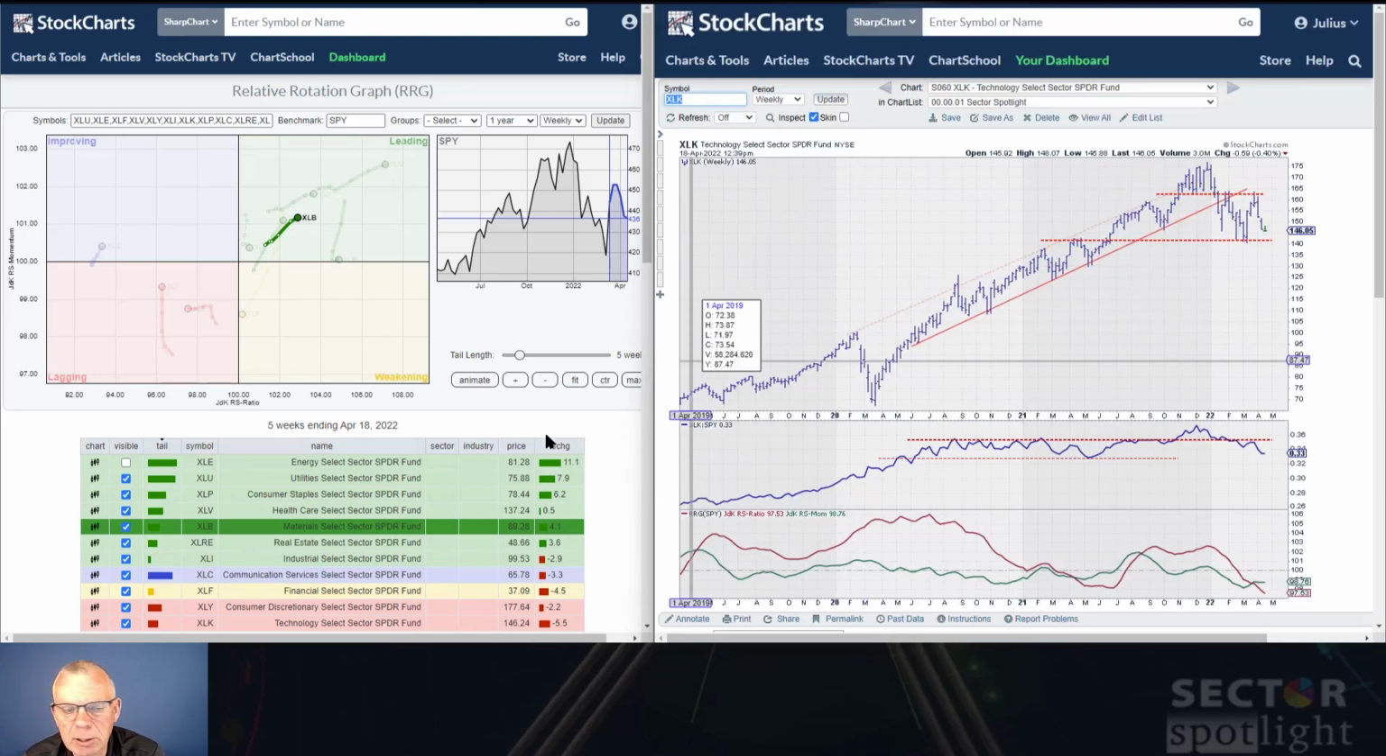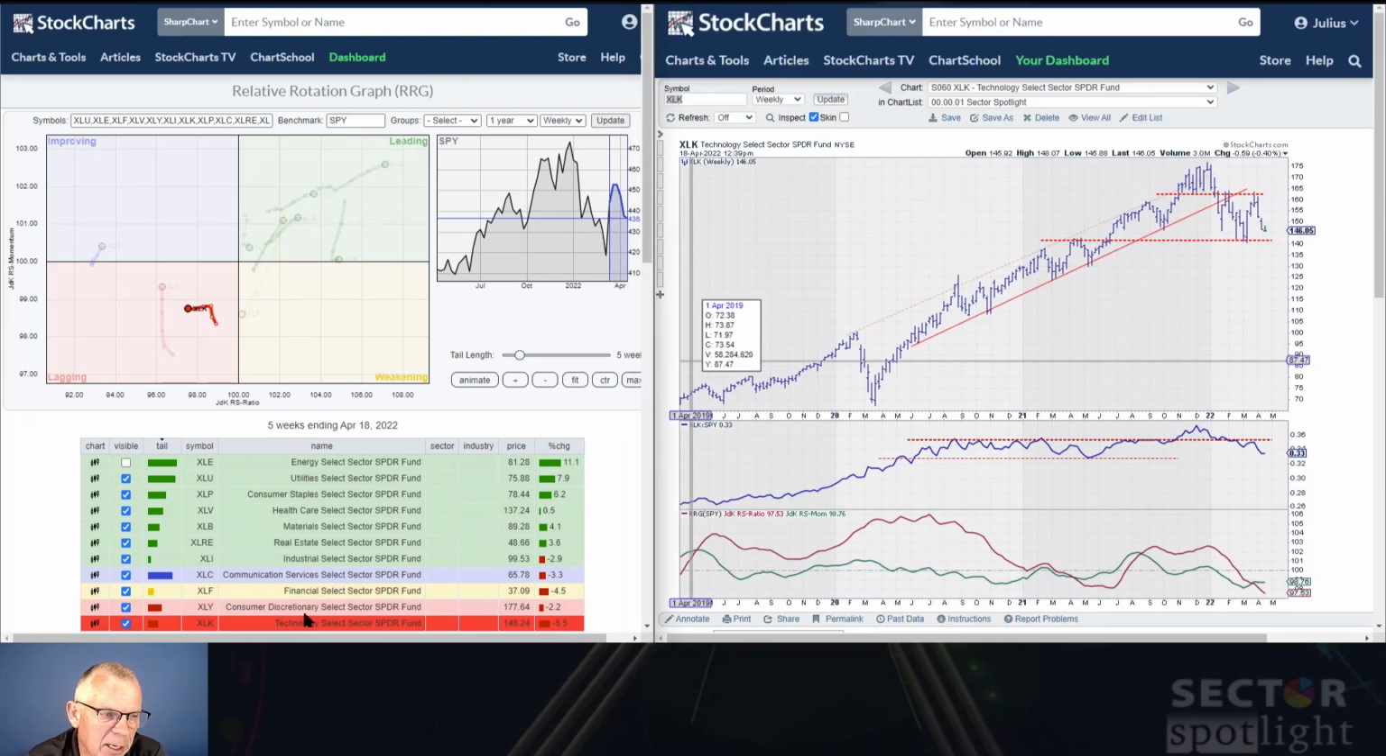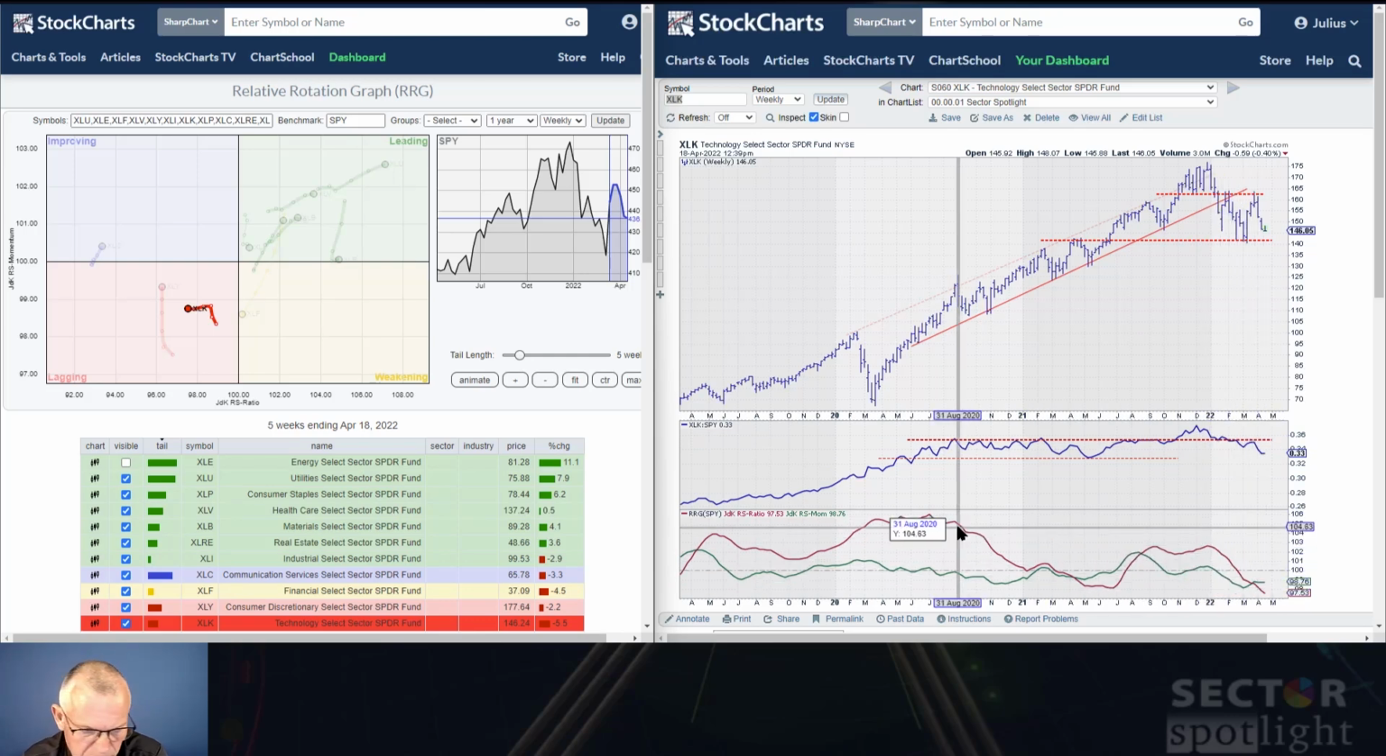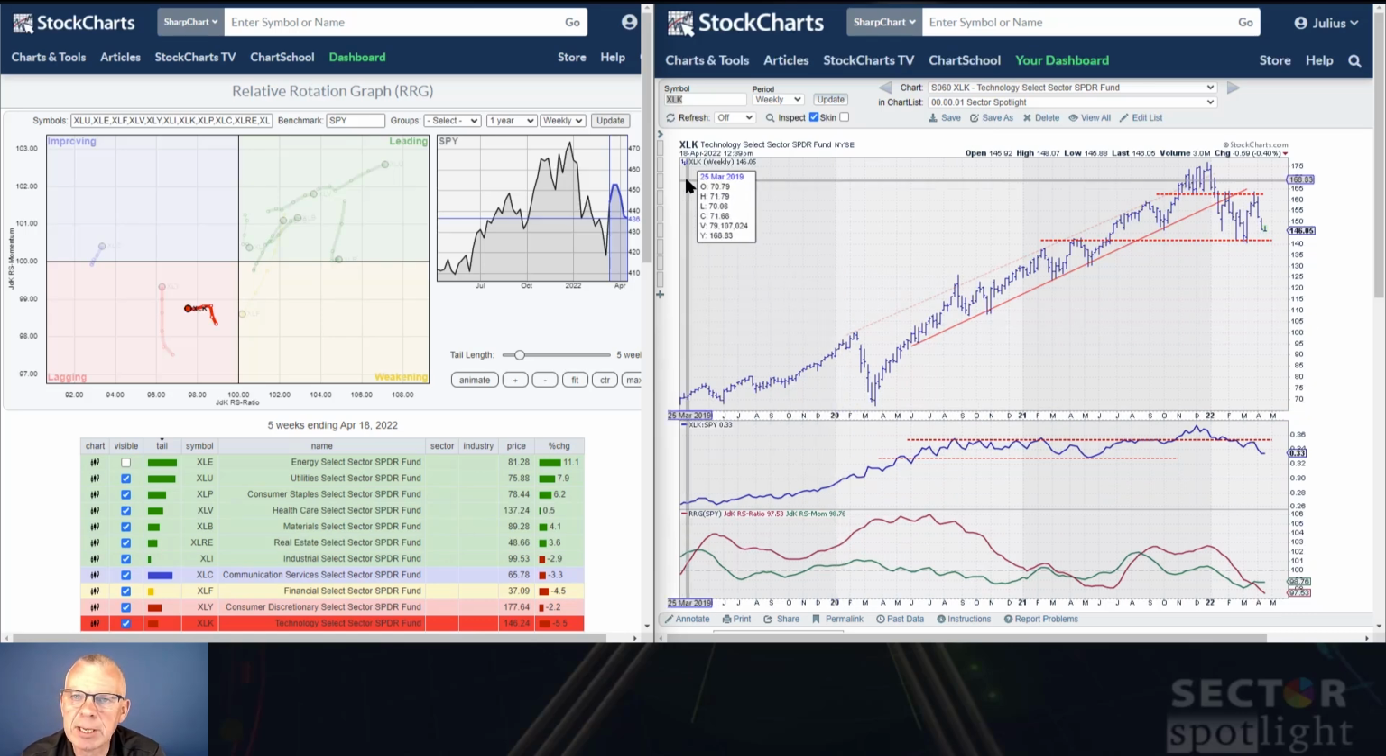Technology continues inside the lagging quadrant, losing on the RS ratio scale, and we see why that is here with the relative strength line dropping lower, pulling both RRG lines lower. So this is definitely an underperforming sector for the time being.